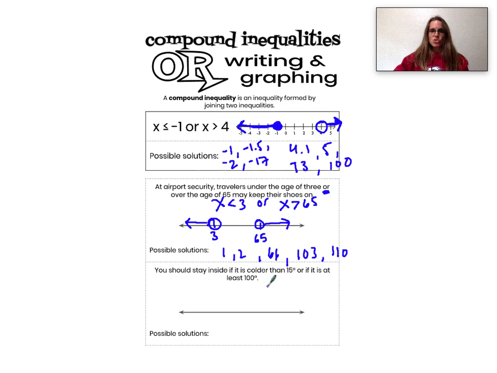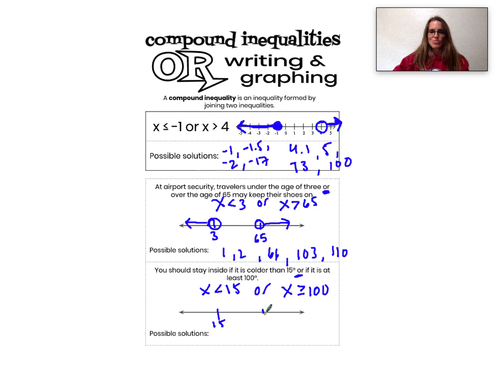Okay, second example. You should stay inside if it is colder than 15 degrees or if it is at least 100 degrees. This is kind of a tricky one. Colder than 15 means a temperature less than 15. So x less than 15. 14 degrees, 13 degrees, 12 degrees, 11 degrees. Those are all temperatures colder than 15. Or if it is at least 100 degrees. At least means it can be 100. It can also be 101, 102, 103, 104.